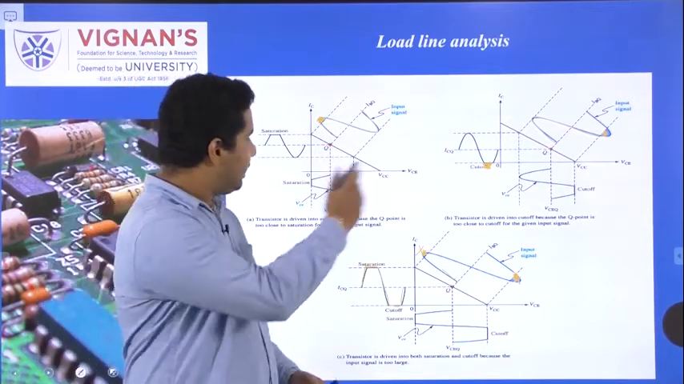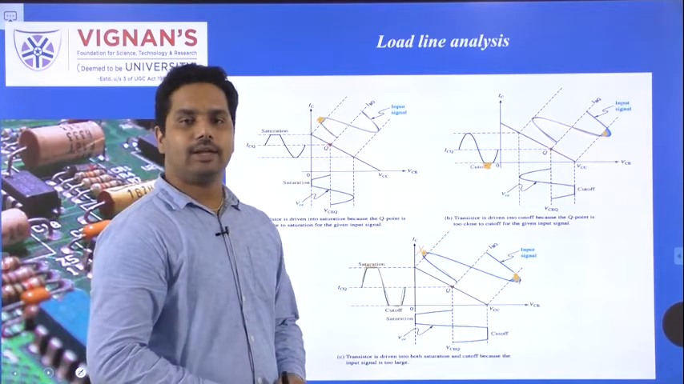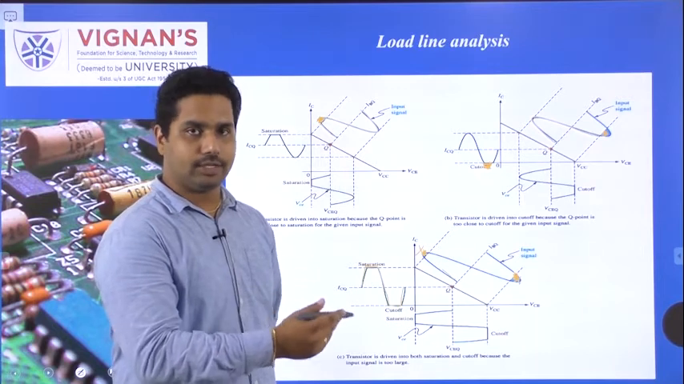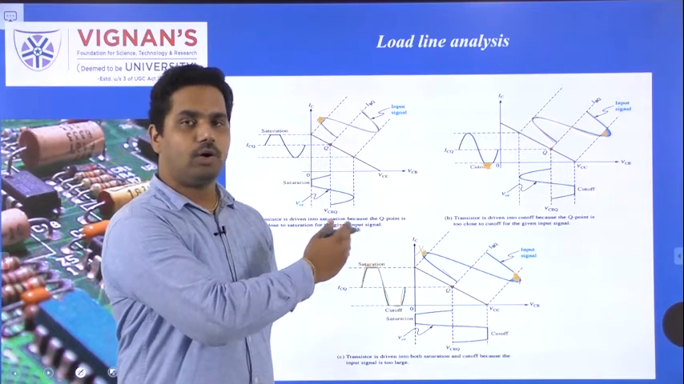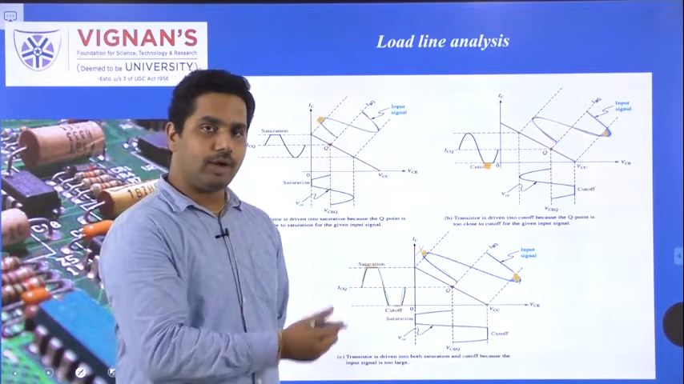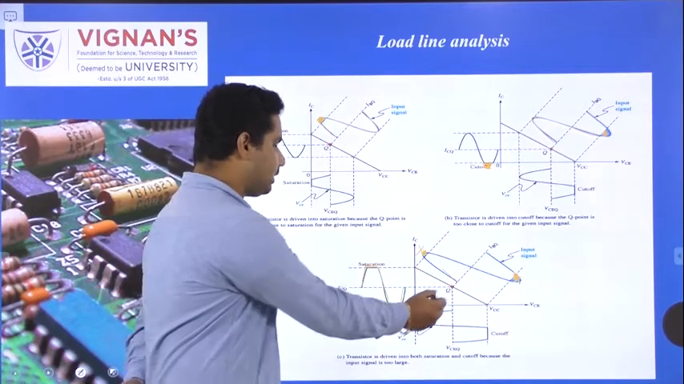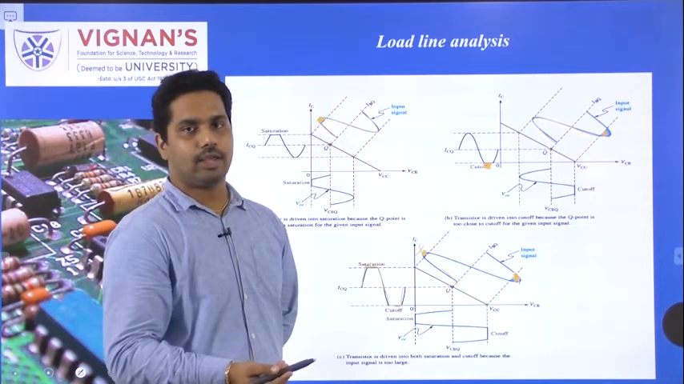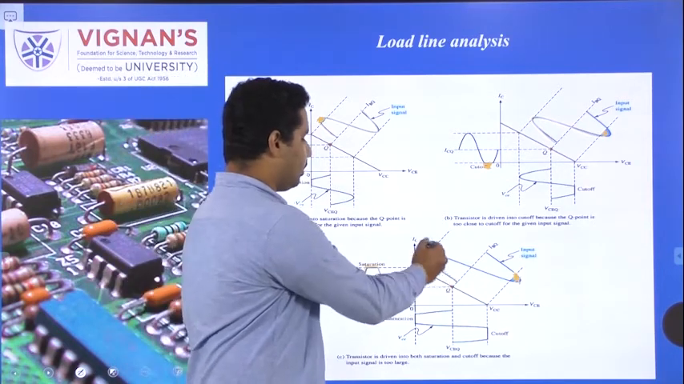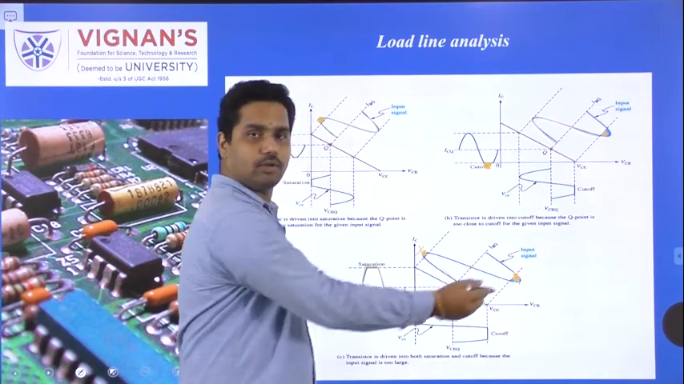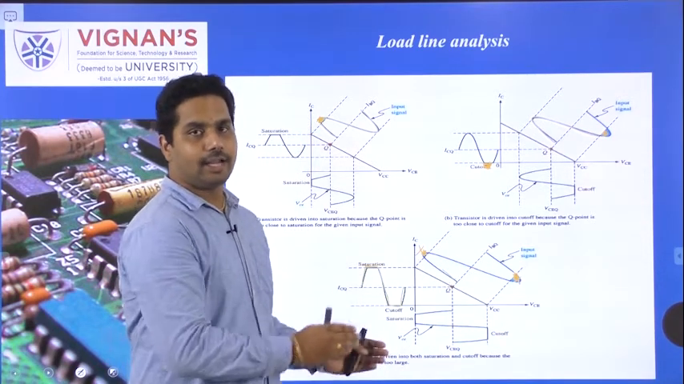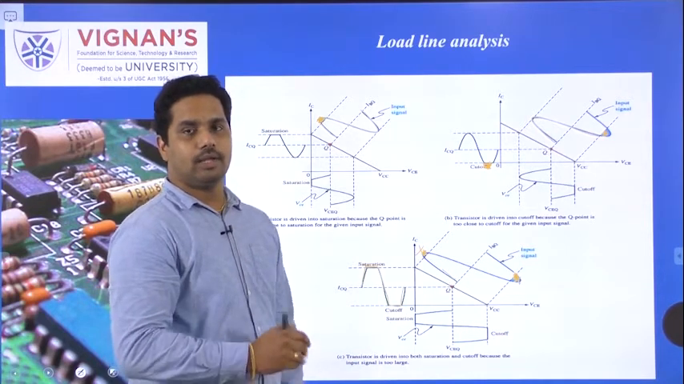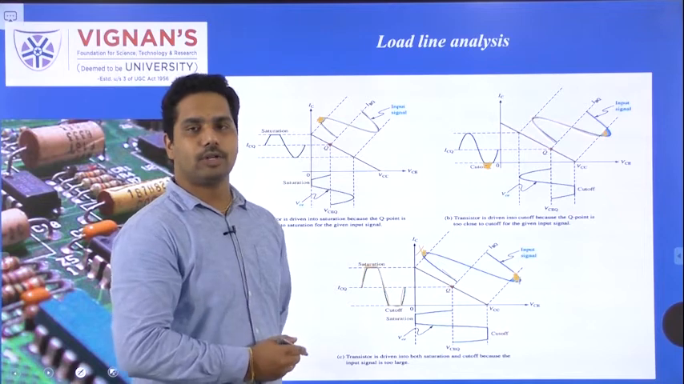From these three representations, you can understand the importance of the Q point. If the Q point varies either to the saturation side or to the cutoff region, or sometimes you have placed the Q point in the middle of the load line but it is still not the desired one, why? Because your signal has a big amplitude, which is not within the limit of the active region that you designed. So these are some situations which show the importance of the Q point.